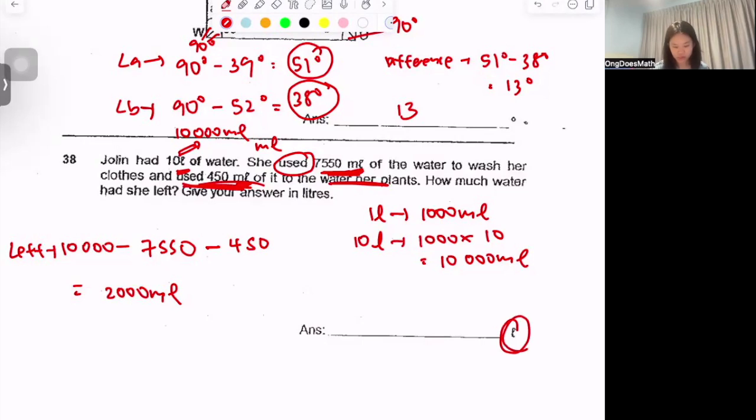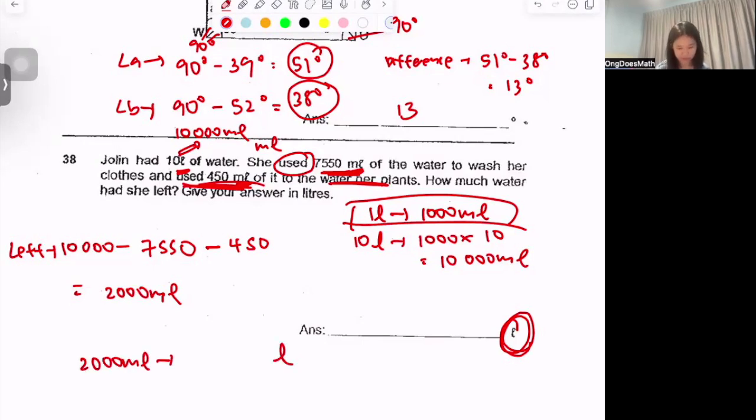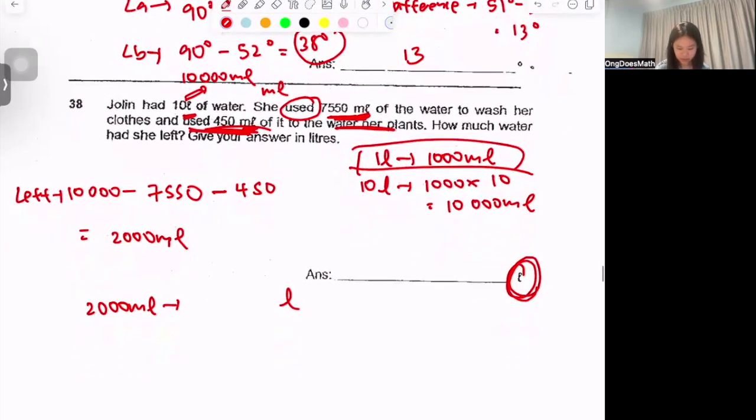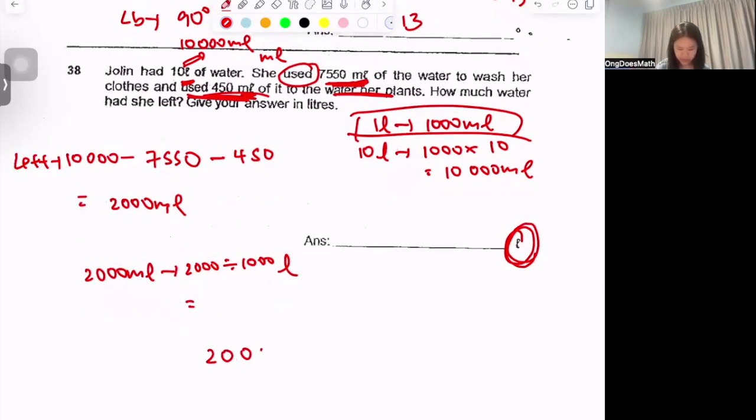But the question wants you to do it in liters. So just now we all agreed that 1 liter is 1000 ml. So to convert from ml to liters, we need to divide by 1000, good. So it will be 2000 divided by 1000. When you divide, you'll move the decimal point to your left. And in this case, how many times? 3 times, because there are 3 zeros. So 1, 2, 3. Hence answer should be 2 liters.